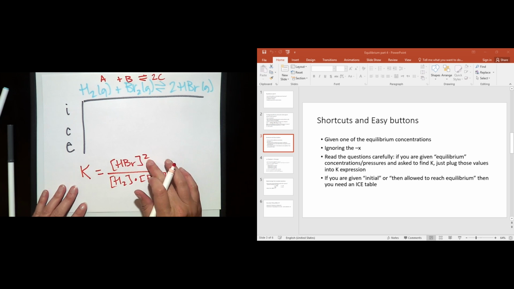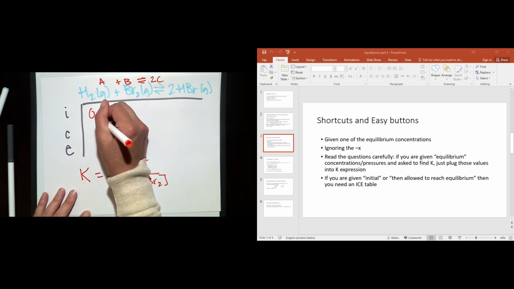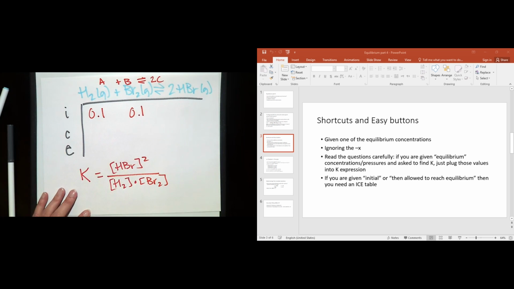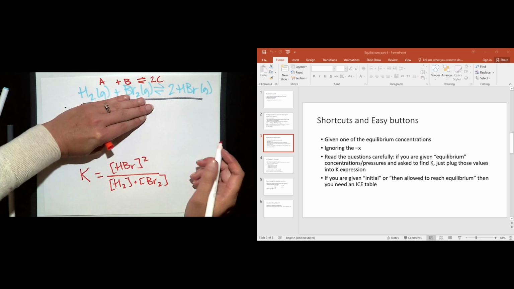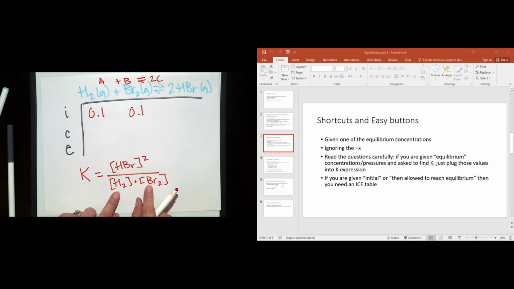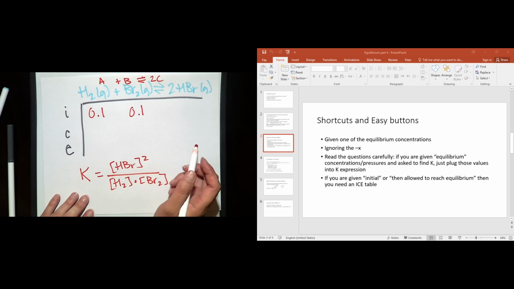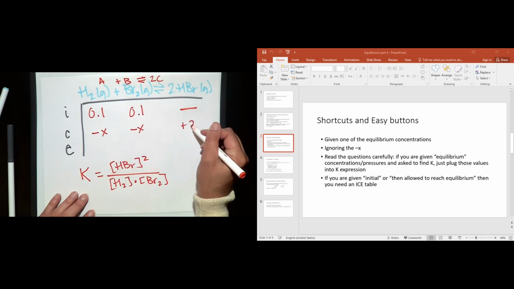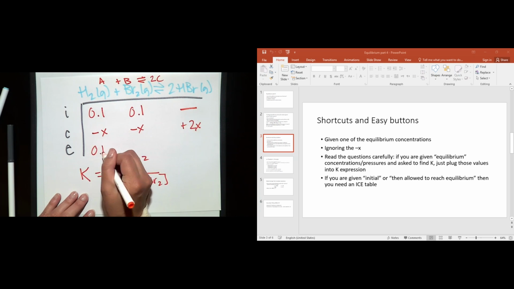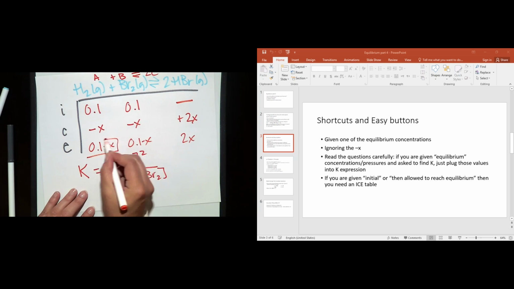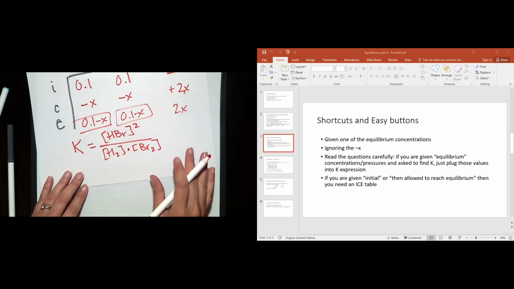You see the square and you think quadratic. If you're given the same initial amount of your reactants, or if you're given just an amount of the product, these are going to be the same. So what happens is, let's do it this way. Minus x, plus 2x on that side: 0.1 minus x, 0.1 minus x, and then 2x. Do you see how these equilibrium values are identical?